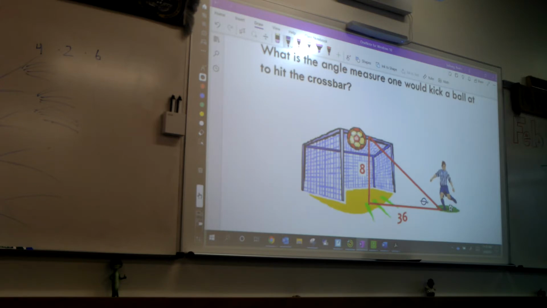We're going to say, all right, how would you label 8 and how would you label 36 if we're doing opposite, adjacent, hypotenuse? Don't shout it out, but I want you to just label your own picture in your notes. How would you label 8? How would you label 36? No, I was talking about the numbers. They're both in feet, right? Yes, these are both feet.